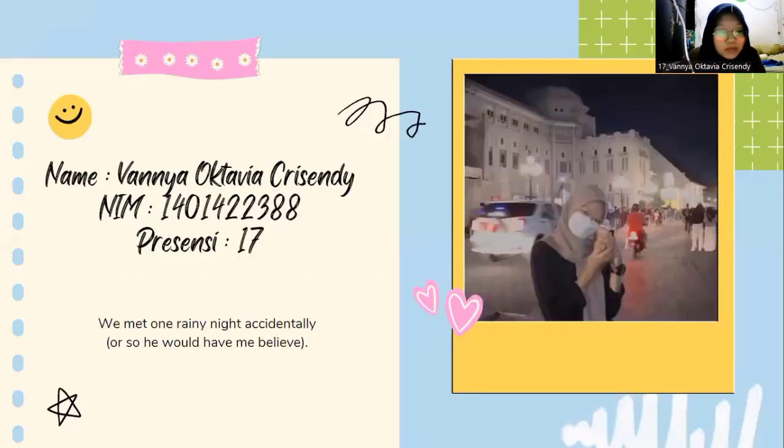Introduce myself. My name is Oktavia. You can call me Kaina. I'm present 17.